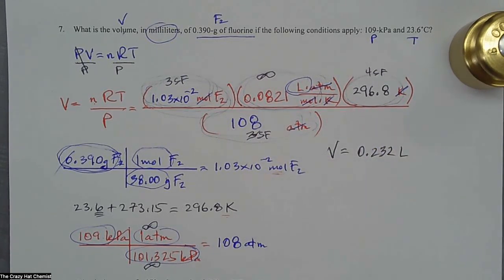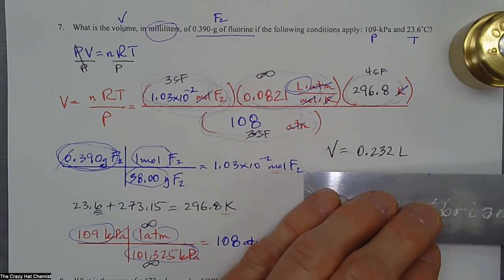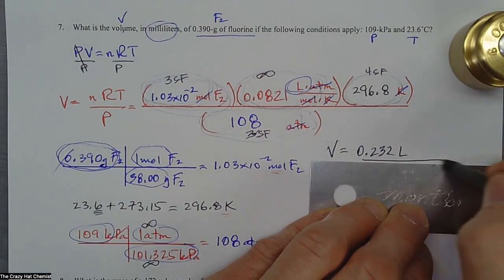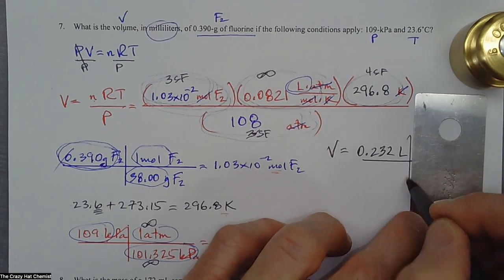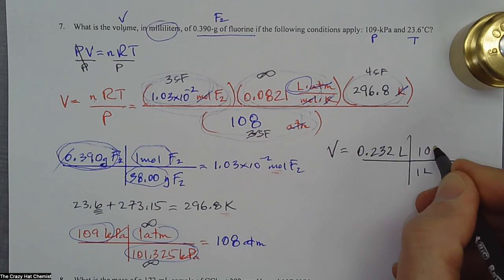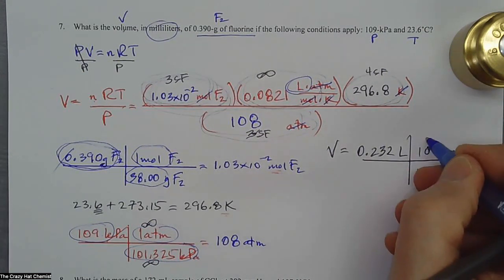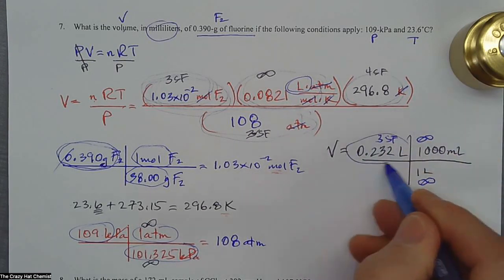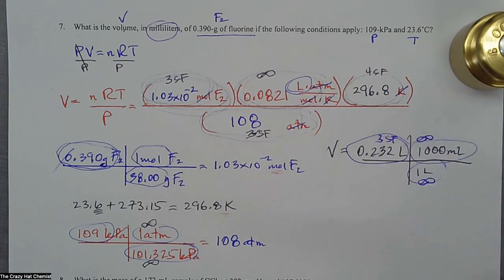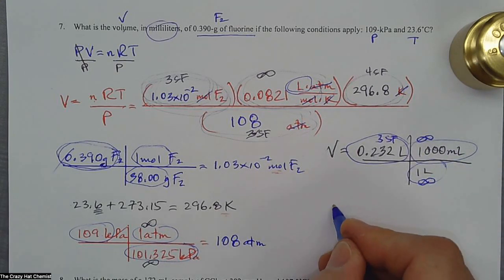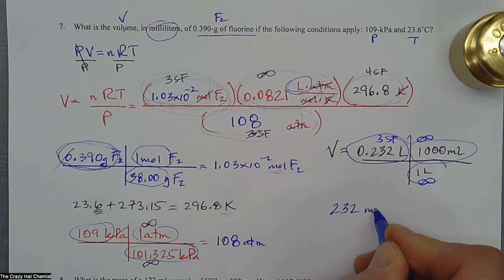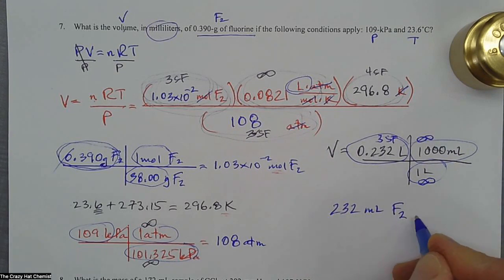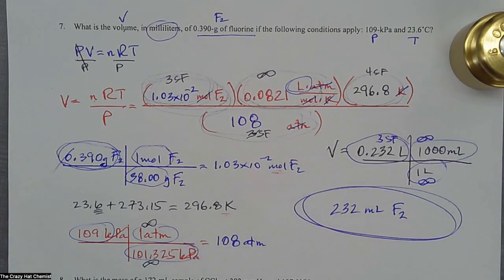I'm going to get 0.232 liters. And then we are going to convert this into milliliters, because my question was asking for milliliters. So we need to do that here. That won't take too long. 1 liter, 1,000 milliliters. This is an infinite number of significant figures, and this has the 3 significant figures. So 0.232 times 1,000 divided by 1, I'm going to get 232 milliliters of fluorine. That's F2. So I got number, units, and formula, and I've got my correct number, units, and formula rounded with 3 significant figures. Fantastic.